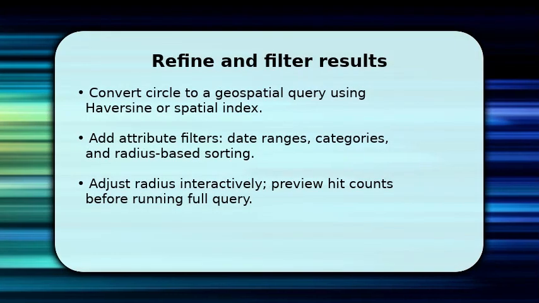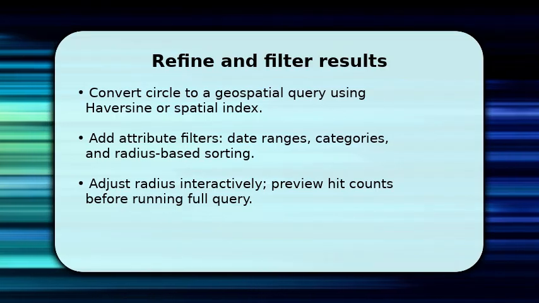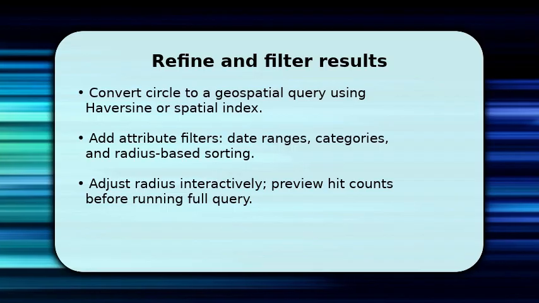With your circle defined, convert it into a spatial query using a haversine distance check or your database's spatial index. This is how you get accurate hits. Then add attribute filters, category, date range, or status to narrow results. Once filters are applied, refine the radius interactively and preview result counts to avoid expensive queries.